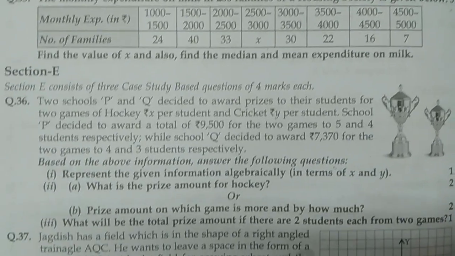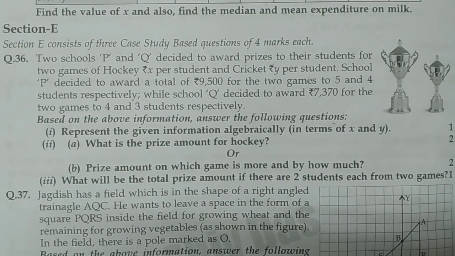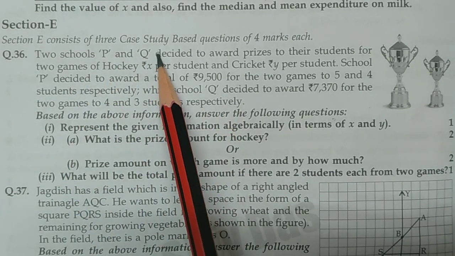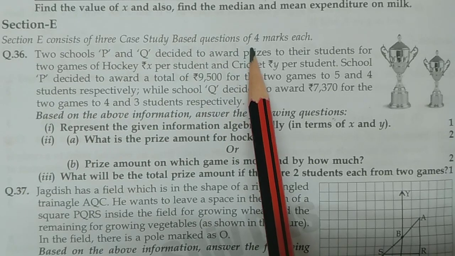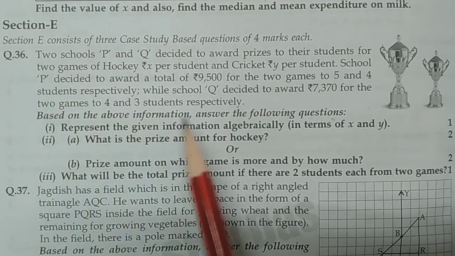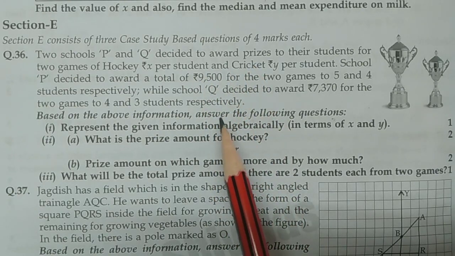Now I'm coming to section E. Here you can see that section E consists of 3 case study based questions of 4 marks each. So question number 36, it's a case based study, you have to first read all these things properly, and you have to find the answer from here properly.